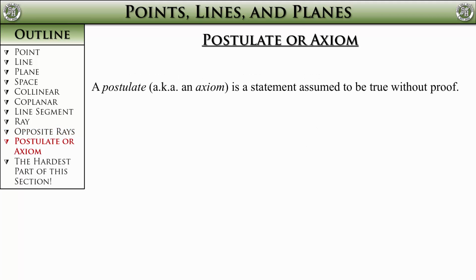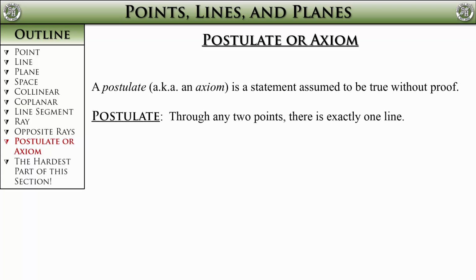The last vocabulary word is a postulate, sometimes called an axiom. It's a statement assumed to be true without proof. We don't do a lot of assuming in geometry, but these we do. They are usually so basic and so common sense that we can just assume them and not worry about it. Here is an example of one. Through any 2 points, there is exactly one line. Since lines are straight, then of course there's only one line that connects 2 points. That's an example of something so basic, so simple, we can just assume it is true.